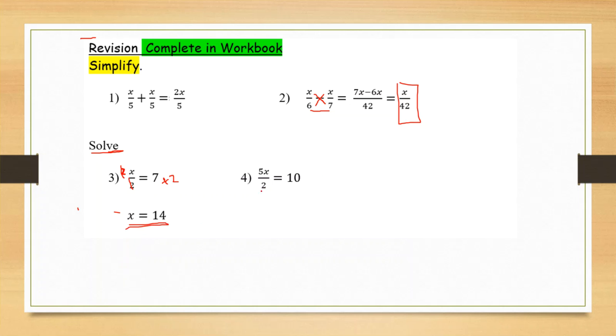So same thing over here, 2 on the bottom, multiply both sides by 2. Effectively that cancels out, so we get 5x equals 10 times 2, so 5x equals 20, and then divide both sides by 5. So x equals 4.